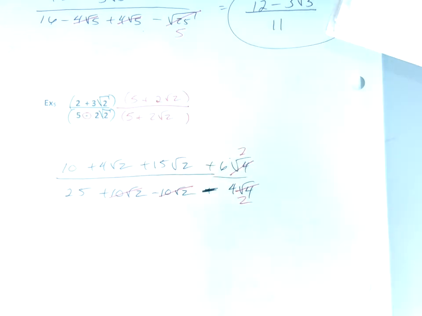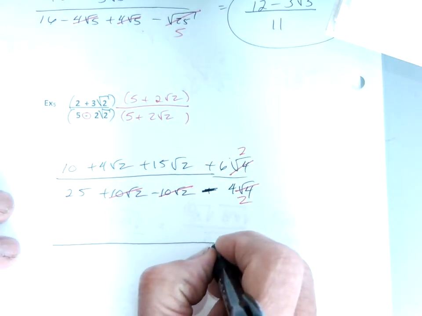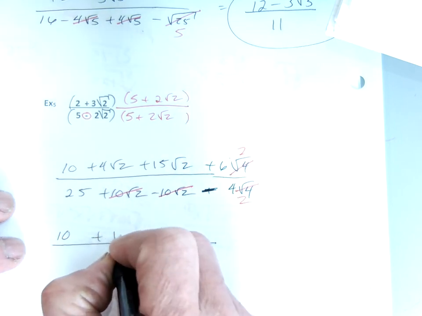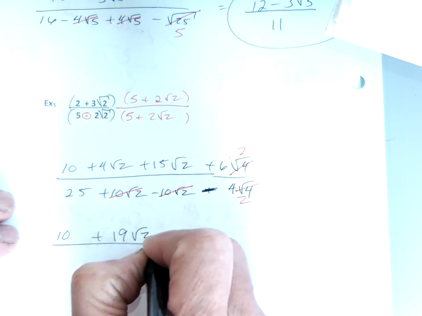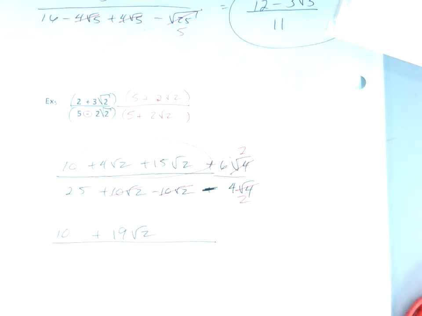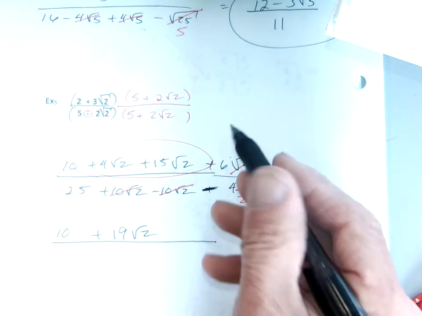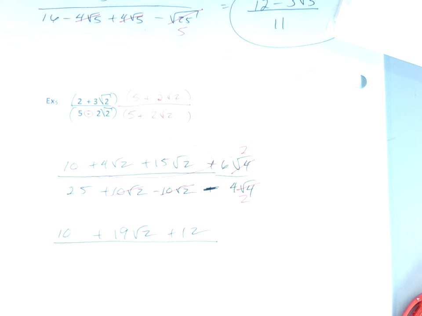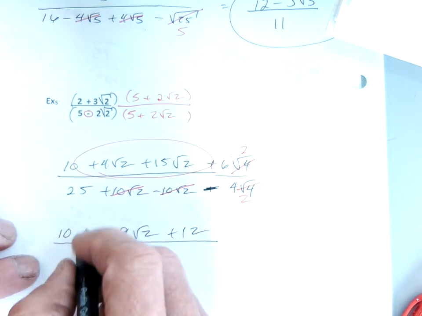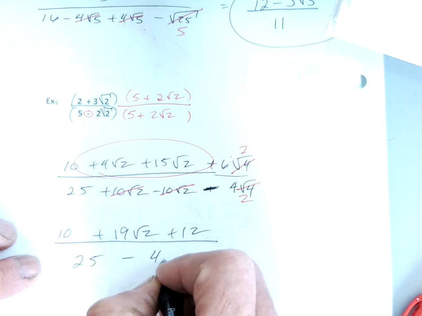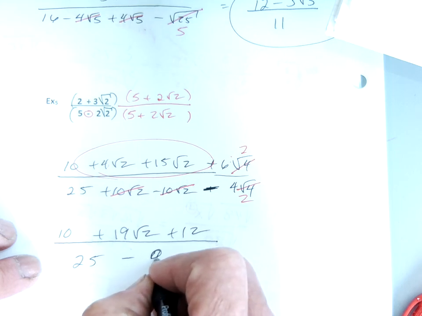So let's see what I have. In my numerator, I'll have a 10 plus 19 square root of 2 because I combined these two. They were the same. I added 4 square root of 2 plus 15 square root of 2 plus 6 times 2 is 12. In my denominator, I've got a 25 minus a 4 times 2, which is really an 8, right?